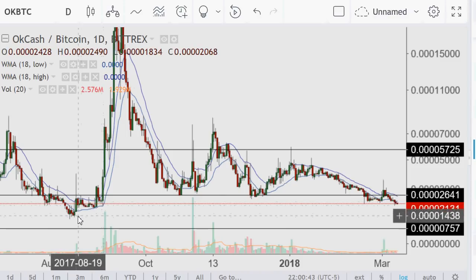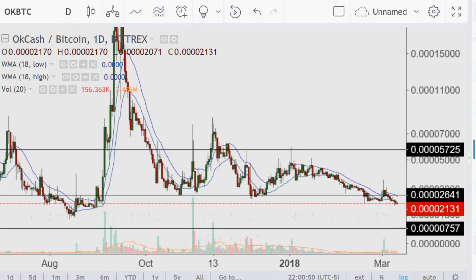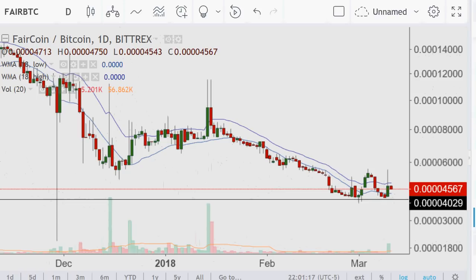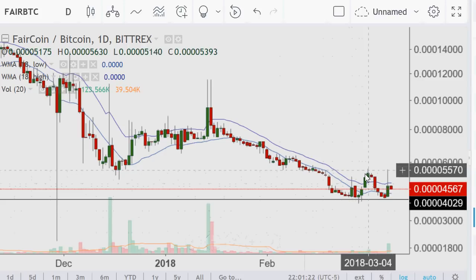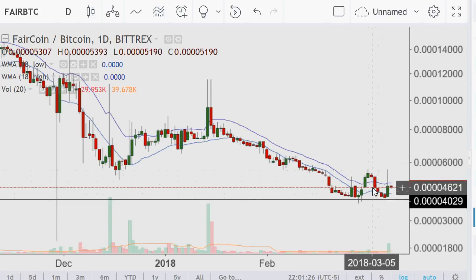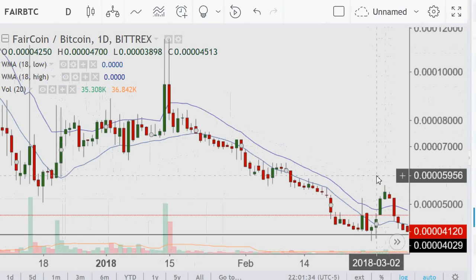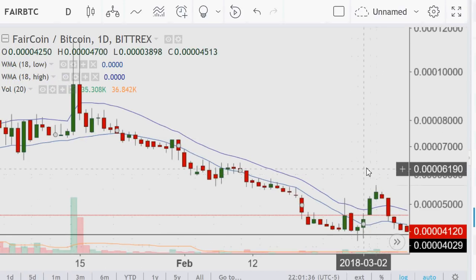We also got previous support here at around 1200 to the 1500 level for OK Cash. Looking at Faircoin, which also found support at a key Fibonacci level as well. Here's a spot where it came up, did this move above the 18, and then it had a few days below here, yet you have this green candle.